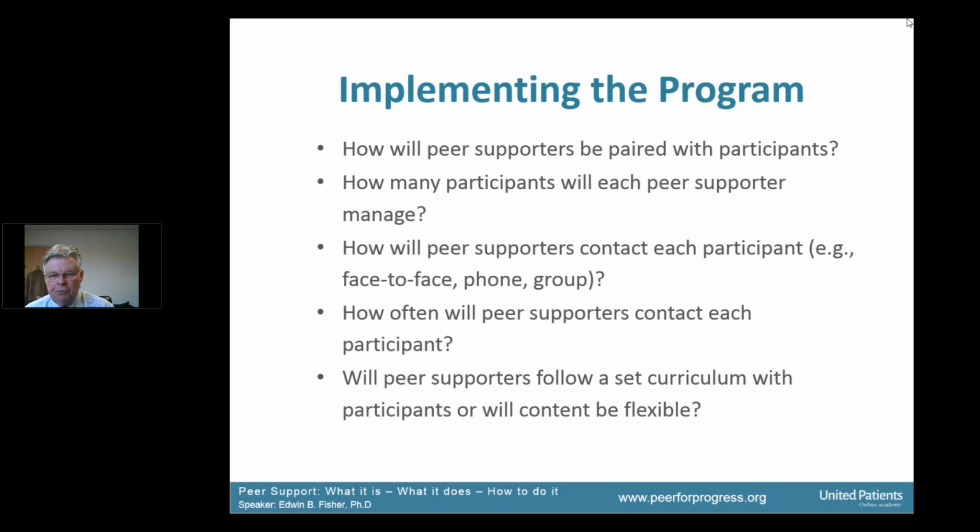Implementing the program, you need to think through how will the peer supporters be paired with participants. Will the physicians identify people, or will they be people who just come to a community meeting? How will they be identified and paired with peer supporters? How many participants will each peer supporter manage? Well, obviously that depends how much time they have. Full-time people can manage at various levels of intensity of working with people, can manage several hundred. How will peer supporters contact each participant? Face-to-face, phone, through group meetings, text, whatever. How often will peer supporters contact each participant? What is the schedule? What is the plan? Will peer supporters follow a set curriculum, or will the content of the intervention be more flexible? Or maybe a combination of the two, maybe a set curriculum at the outset, and then as people become more familiar with things, a more flexible approach.